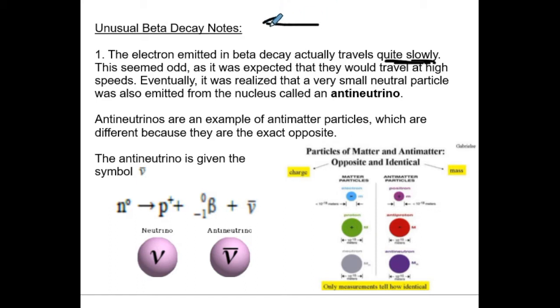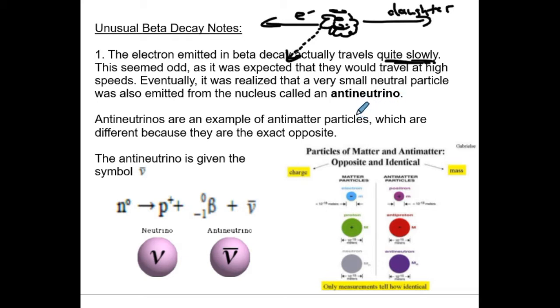Because you'd think that the electron would go one direction and that the daughter nucleus would go the other direction, right? The parent was in the middle here, so here's the parent nucleus. You'd think that daughter goes one way, electron goes the other way. And they thought it would go high speeds, and it didn't, because there was actually another particle being given off that they eventually discovered called an antineutrino.